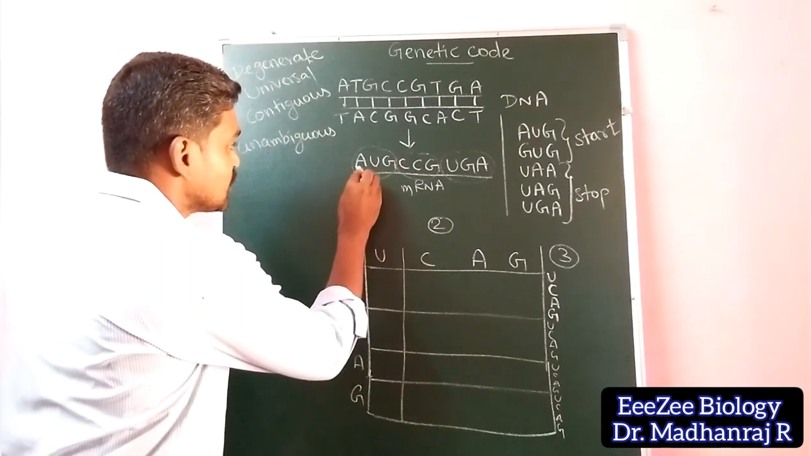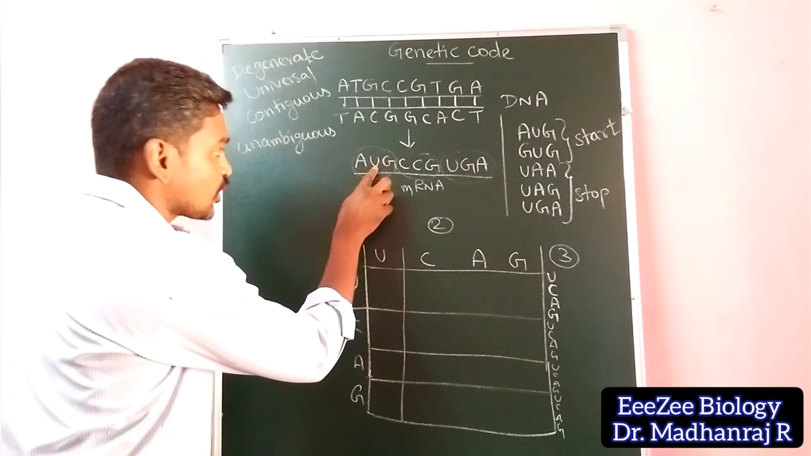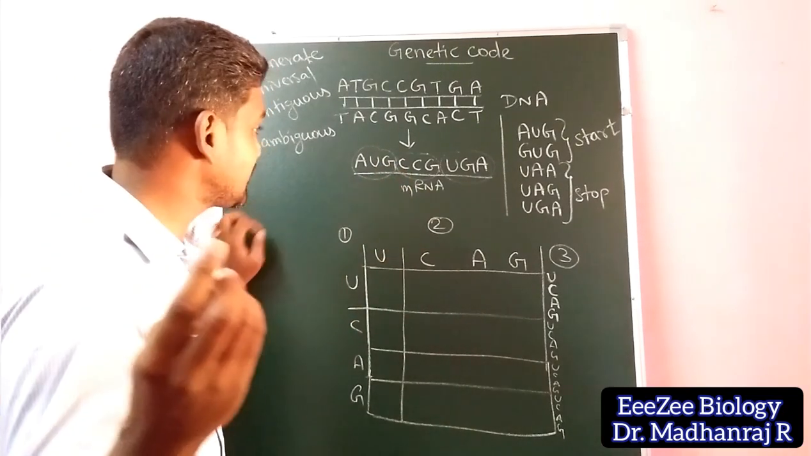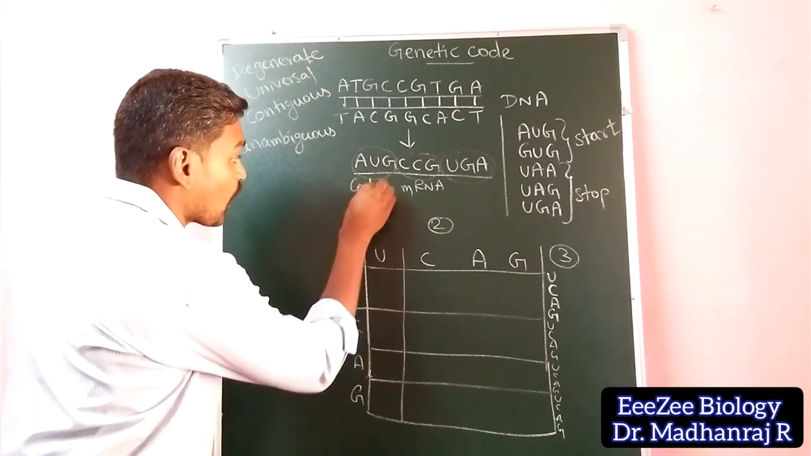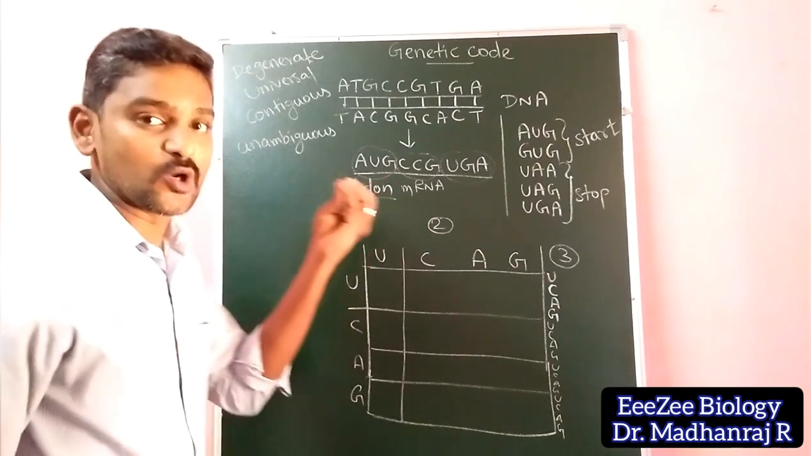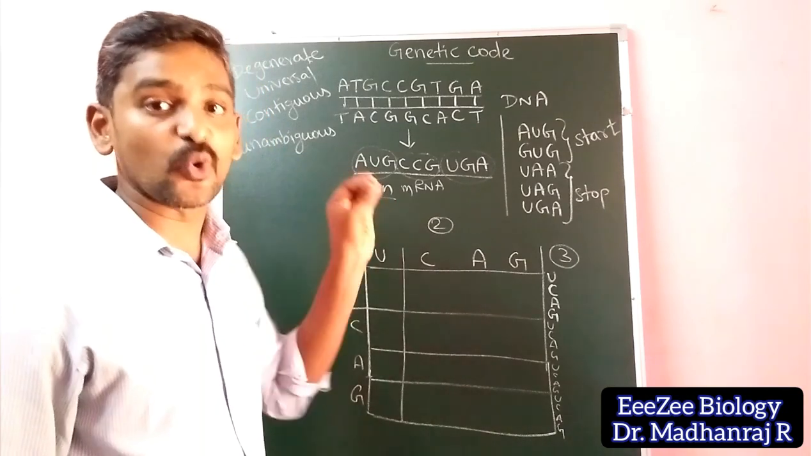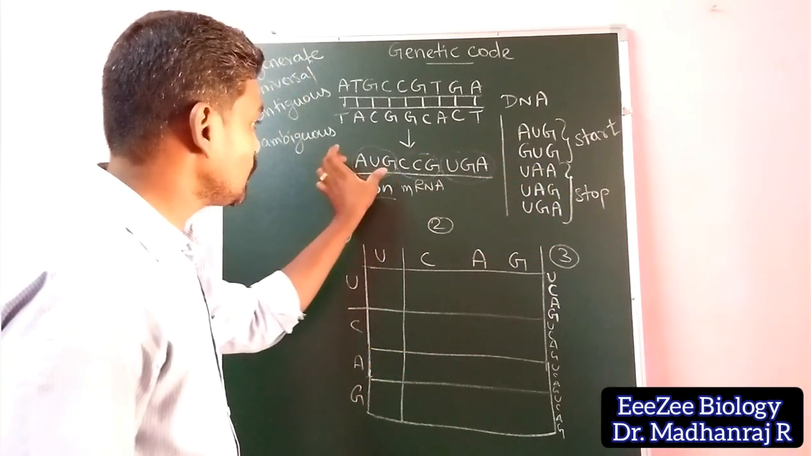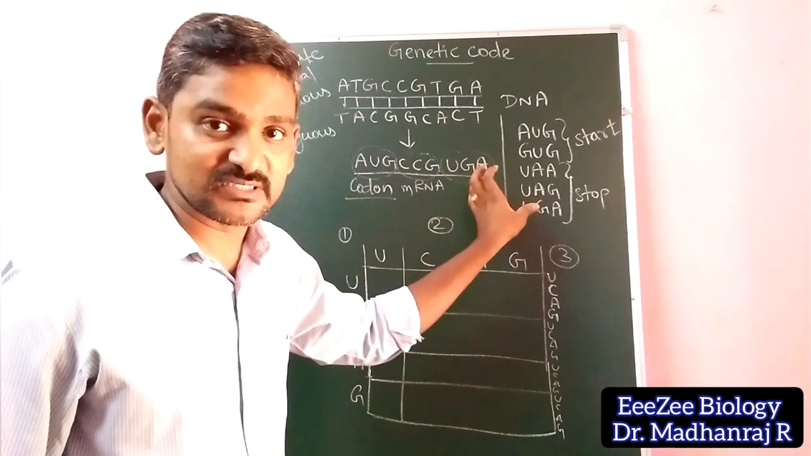For example, here you can see A will be a single nucleotide base, and this will be a single nucleotide base, and this will be a single nucleotide base. Three bases together are called a codon. A codon means the code which is present in the mRNA, which codes for the amino acid. So here 1, 2 and 3. In this case, 3 codons are present.